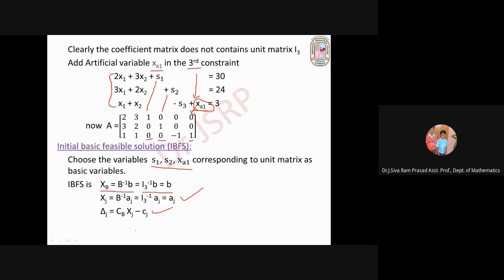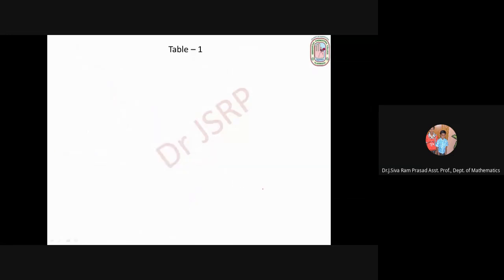So what is the big M method? In the big M method, we assign a cost minus M, a large negative price, to each artificial variable. Write this: by the big M method, assign a cost minus M to each artificial variable. Now the tabular form, table 1.